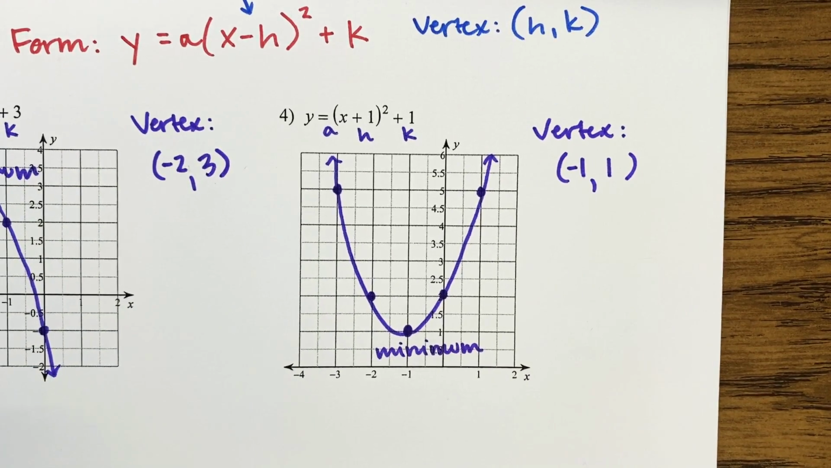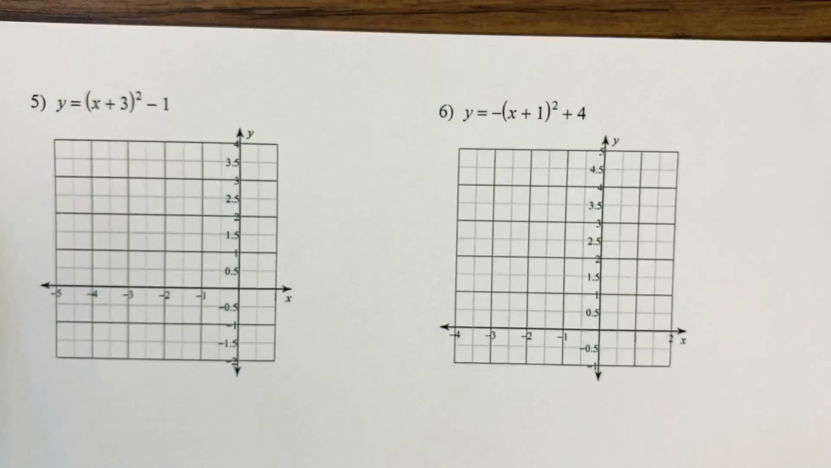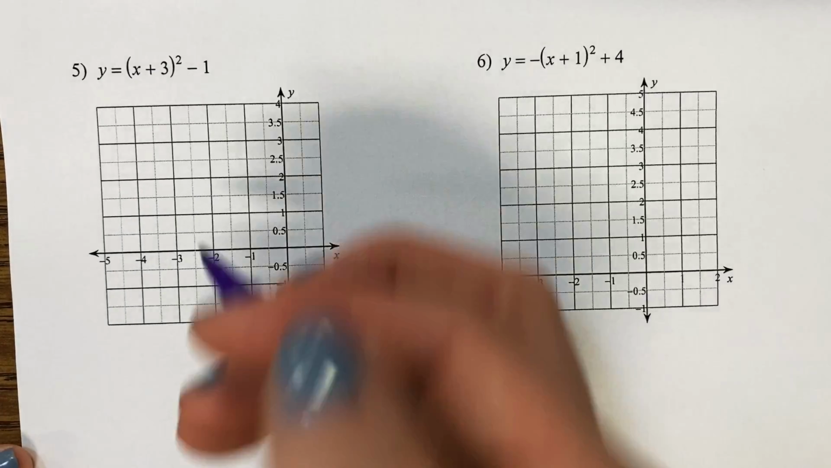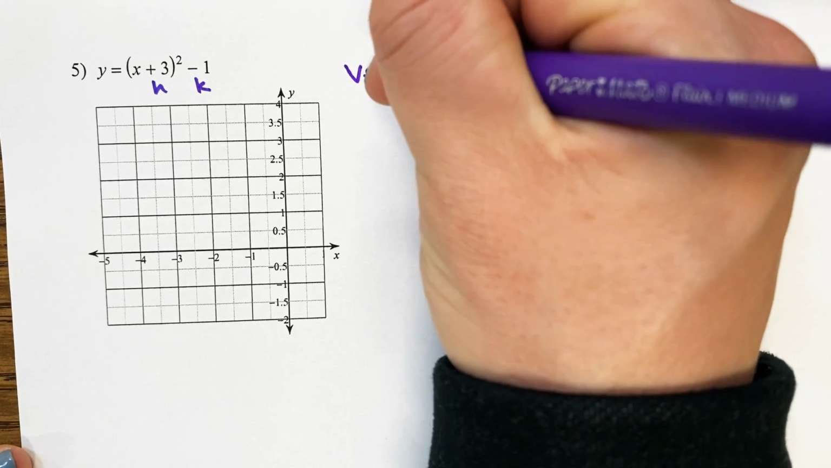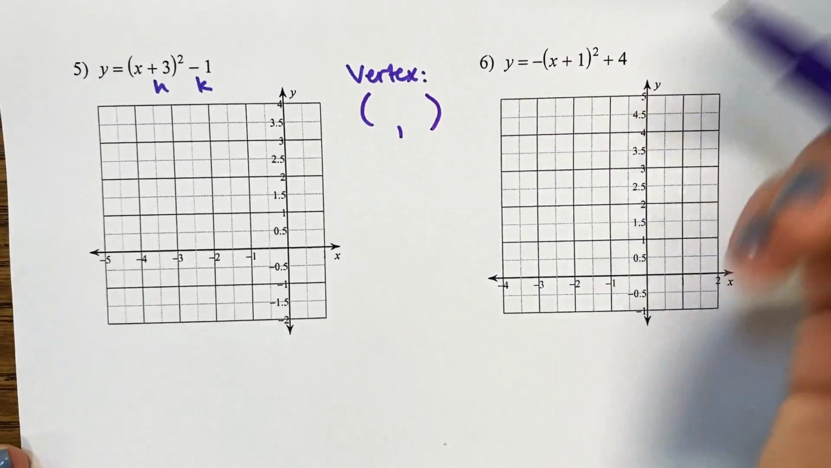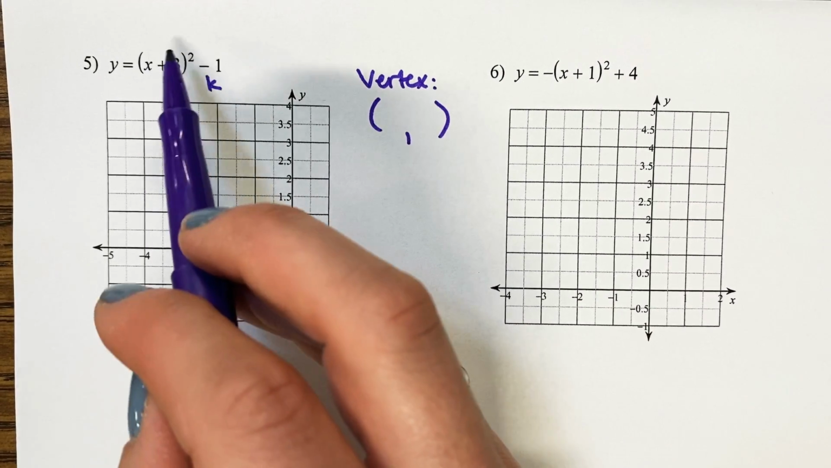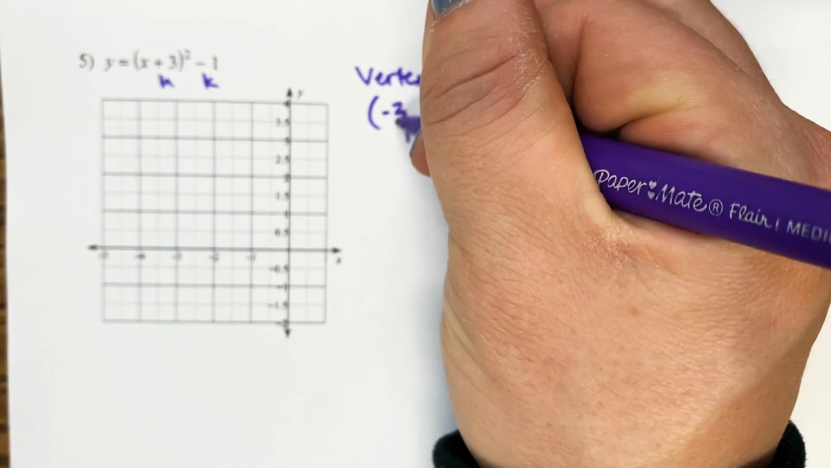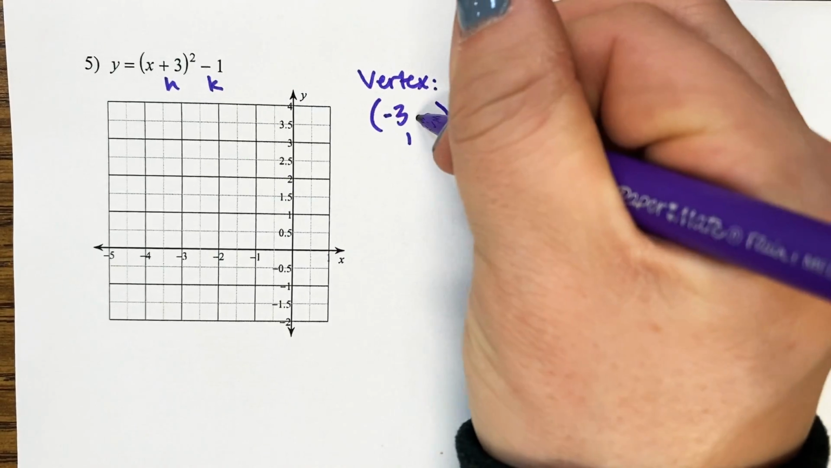Beautiful. Okay, only 2 more examples of graphing them in vertex form. Let's look at number 5. So remember, we need to identify our H and our K because that's our vertex. For number 5, our vertex is H comma K. What do we have to do with the H? We have to change the sign. So this was a positive 3, now it's a negative 3. K stays the same, so it stays negative 1.